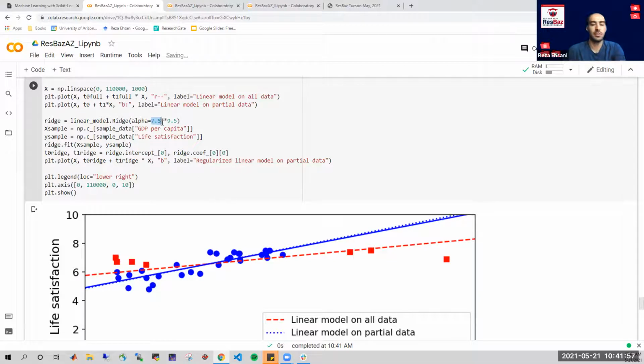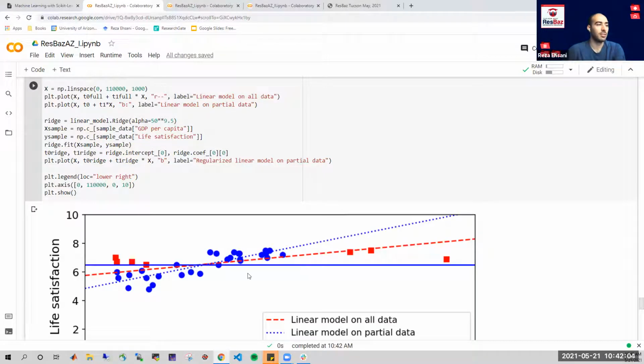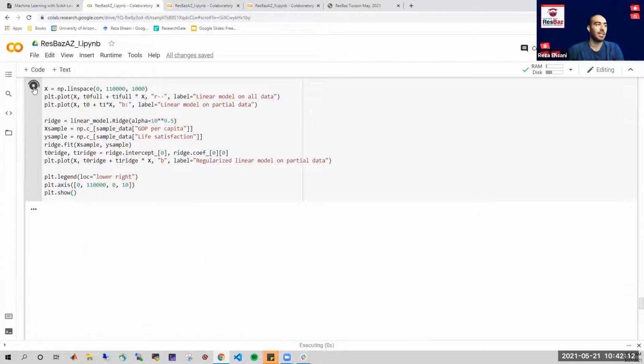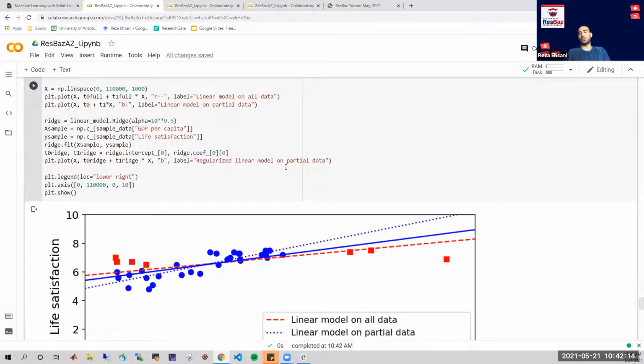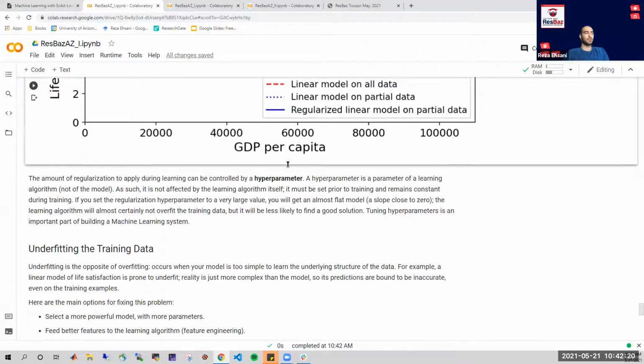But if I set this value to a very large number, like 50, you can see that it seems like it's getting the average of these values and it's over generalizing the data. So that's why it's called the hyperparameters. You should tweak it. You should try different values for the hyperparameters and then find the best value.